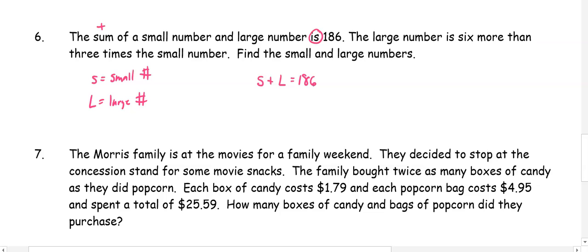Our second sentence tells us the relationship between the 2 variables. So the large number is, so L equals 6 more than 3 times the small number. So 3 times the small number is 3S, and then we want to add 6 to that.